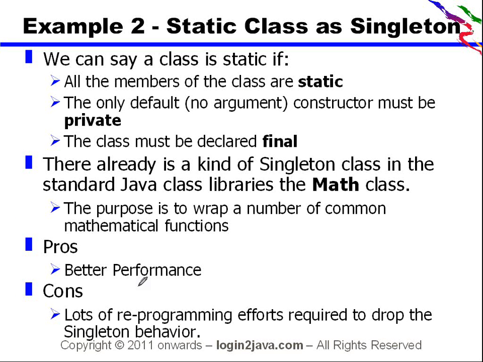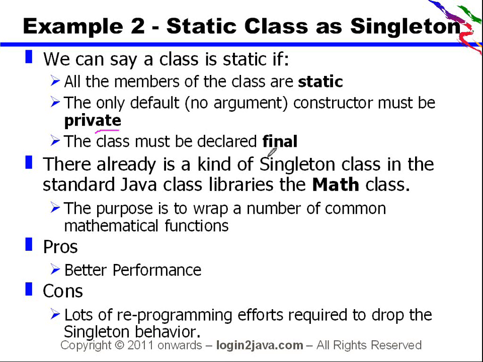If you are sure that you don't require any instance and your concentration or requirement is mainly on performance, you can use a static class as a singleton. We can say a class is static if all the members of the class are static and the default constructor must be private. Why must it be private?